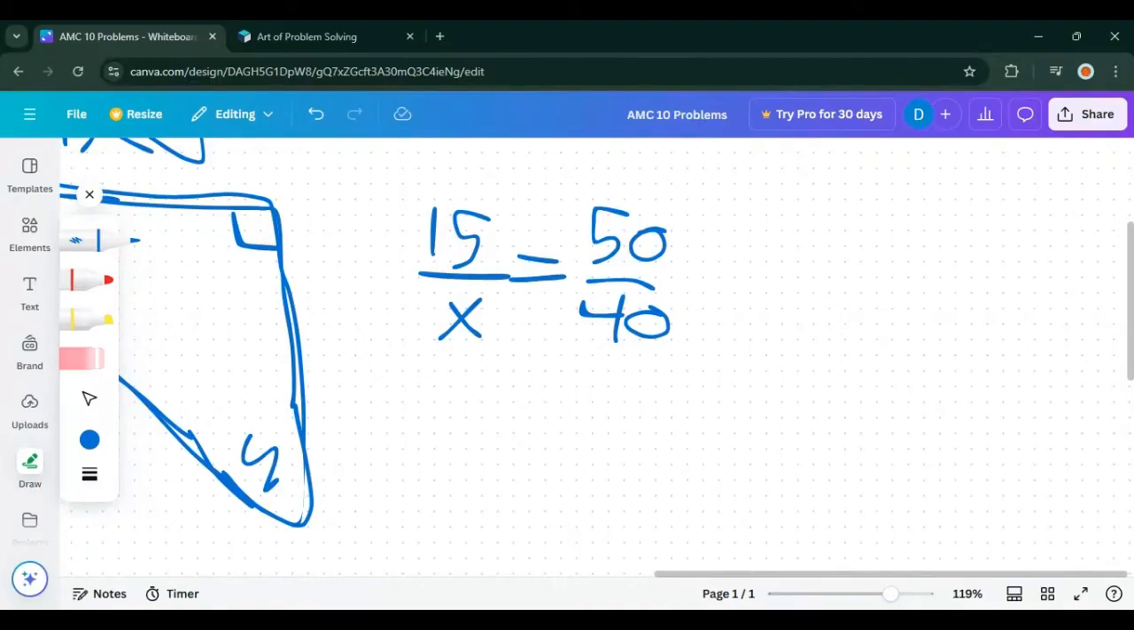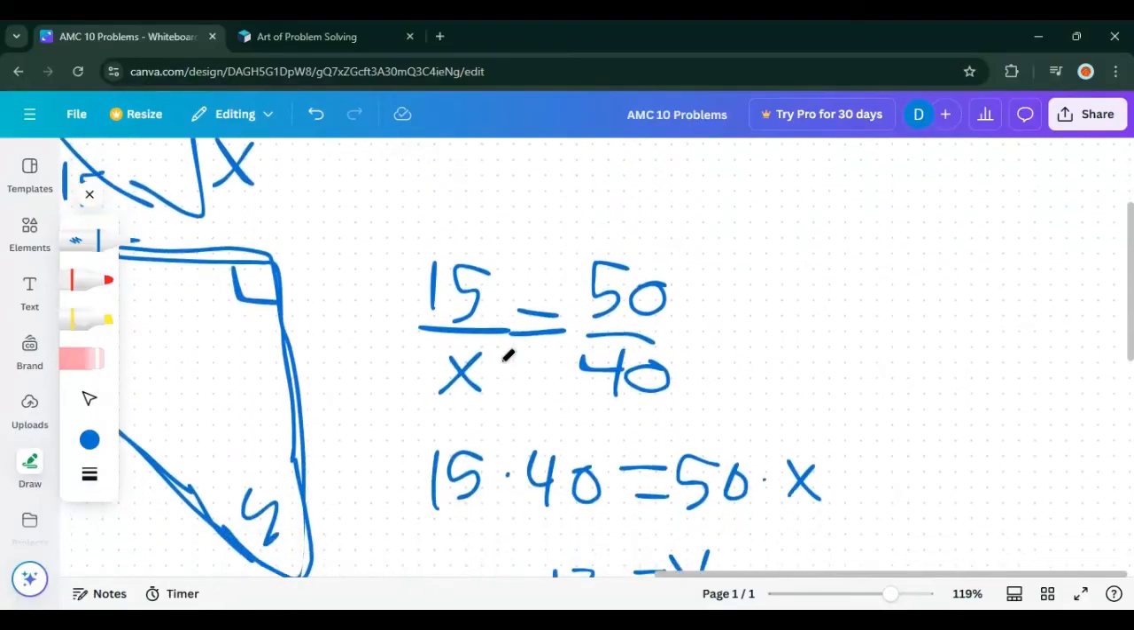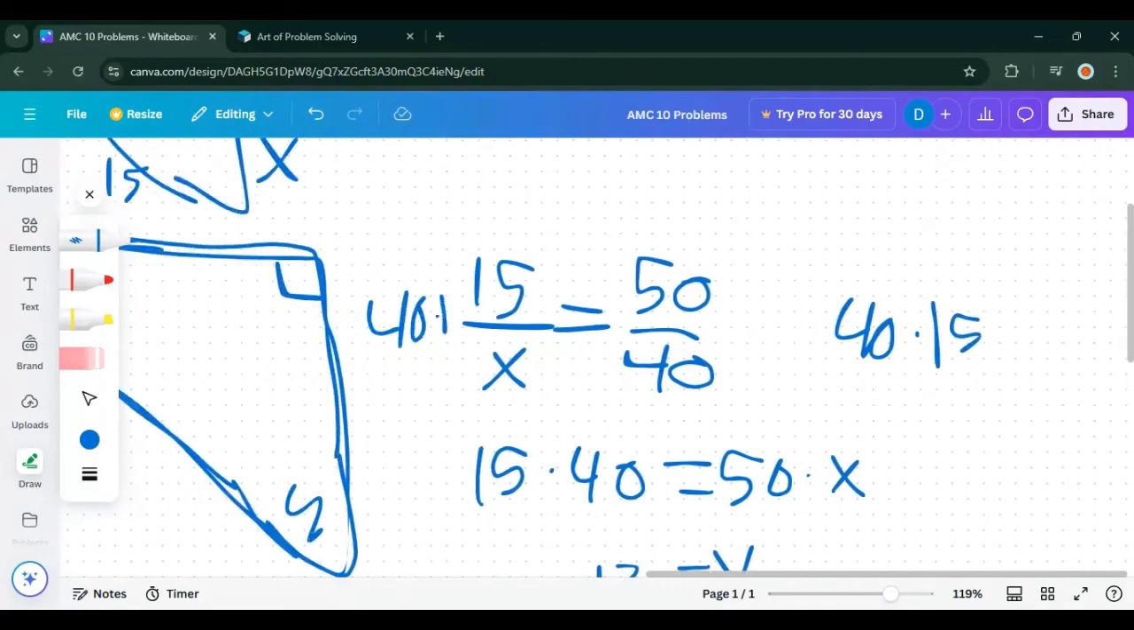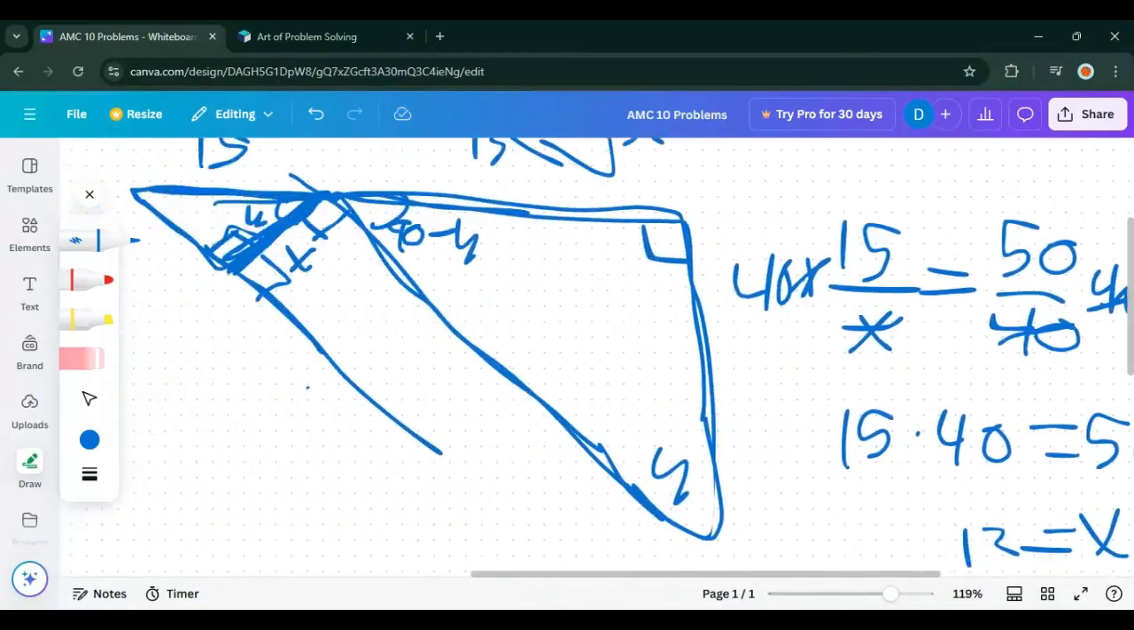50 over 40. So we can cross multiply. 15 times 40 is equal to 50 times X. And then we get X is equal to 12. Also, if you don't want to cross multiply, you can just multiply by 40X on both sides. And then we have 40 times 15 after the X cancels out. We also do it on this side, because we want to make sure that it's even. And then the 40 cancels out, equal to the same result. Okay, so X is equal to 12.